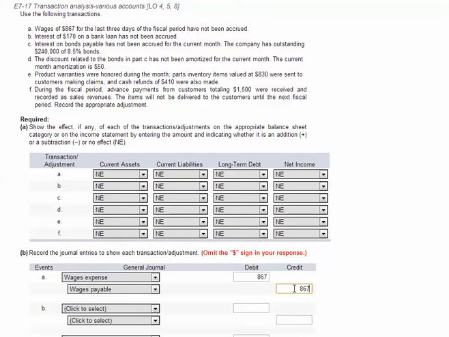Now going back up here to our effect on the basic accounting equation, we know that expenses are going to reduce our net income and liabilities in this case are also going to increase for that $867.